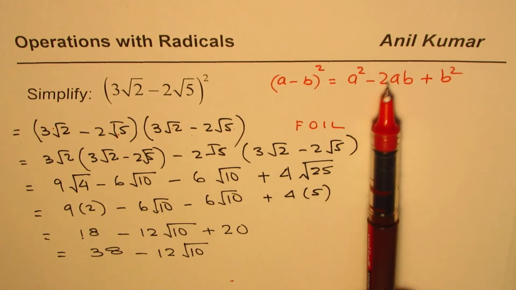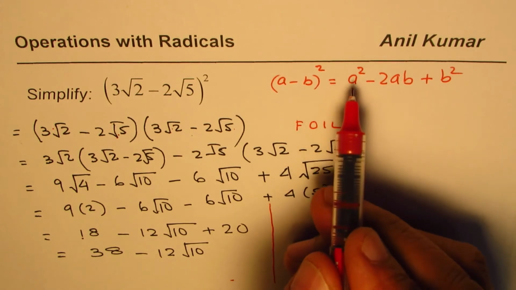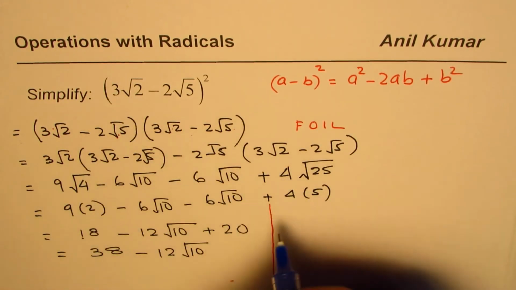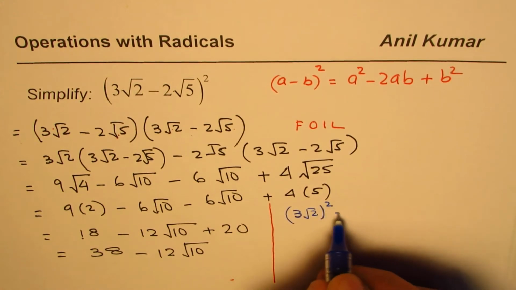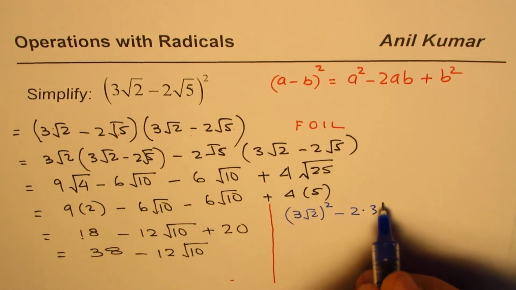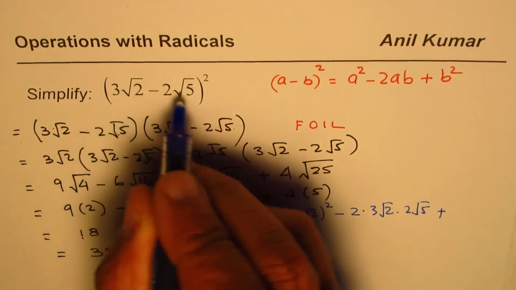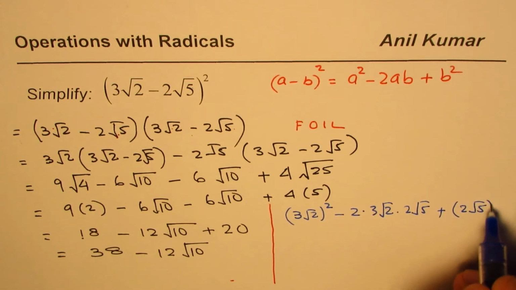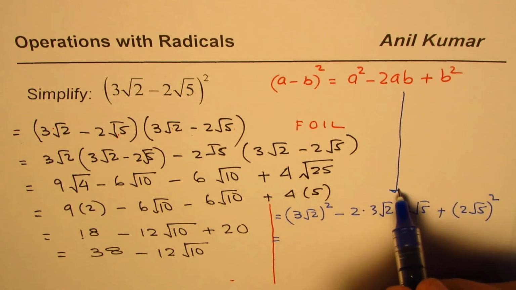So if you apply this formula also, you get the same result. Let us see how. So first term is a square. Let me use a different ink. So that means (3√2) whole square minus 2 times ab, these two terms. So times 3√2 times 2√5 plus b square, which is (2√5) whole square, right? This is applying the formula, correct?